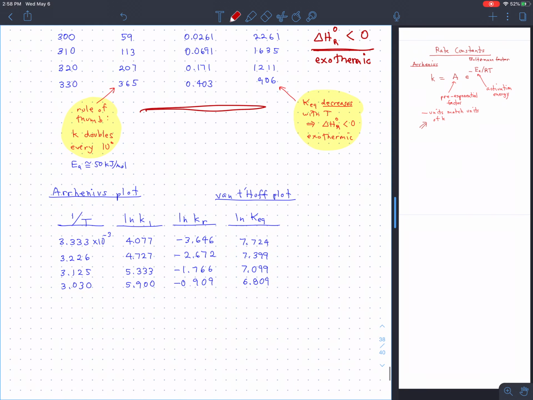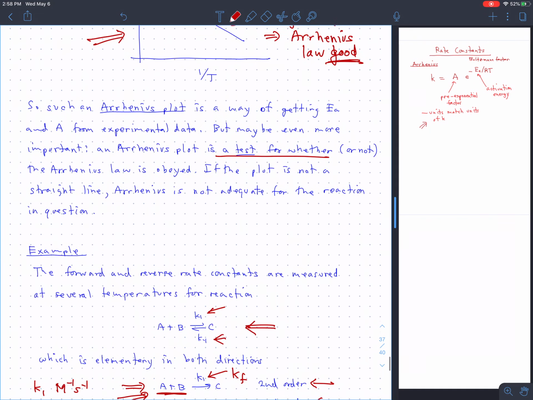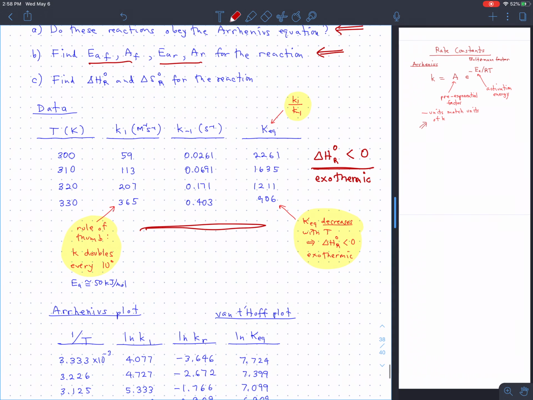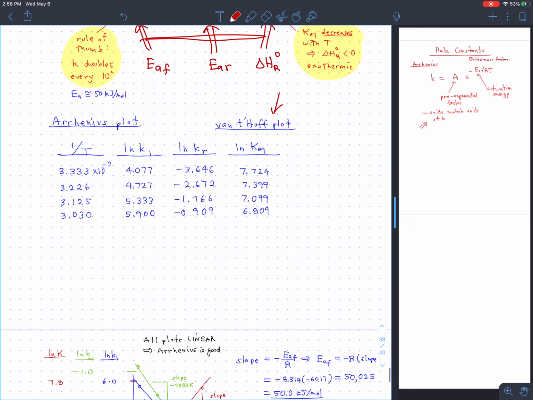All right, we're going to want to make an Arrhenius plot like this one up here. Actually, we're going to have to make 3 different plots. We're going to make an Arrhenius plot for the forward reaction, an Arrhenius plot for the reverse reaction in order to get the energy of activation in the forward direction and the energy of activation in the reverse direction. And then we're going to make a Van 't Hoff plot down here in order to get the delta H of reaction also. So we're going to make 3 different plots, but they're all almost identical to each other.